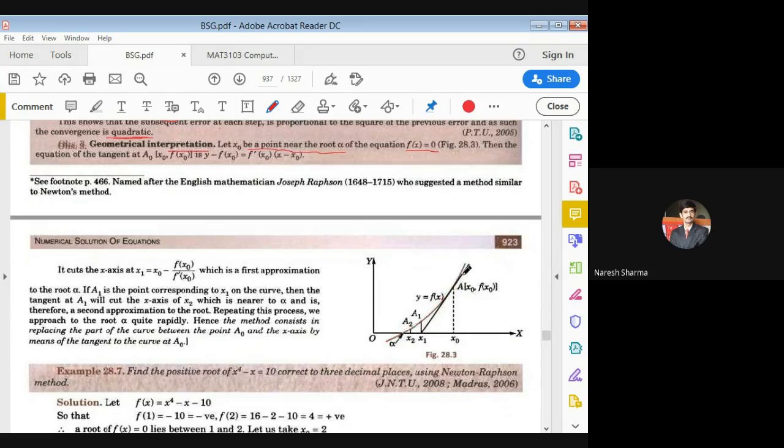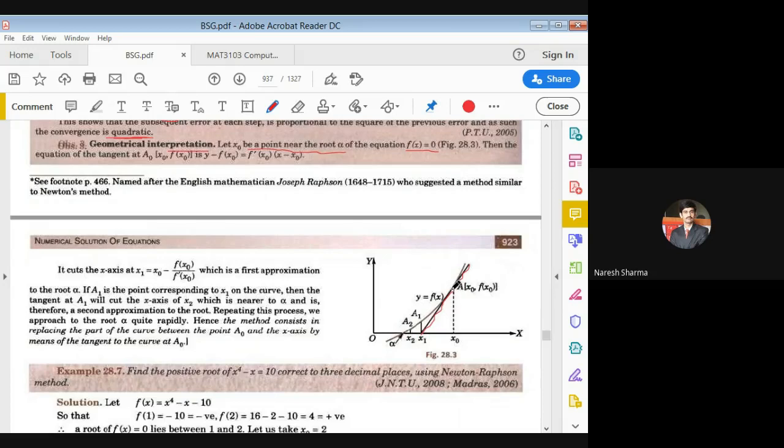That tangent line touches the x-axis at some point. That point is called the next approximation of the root. So that point x1 is called the next approximation to the root.